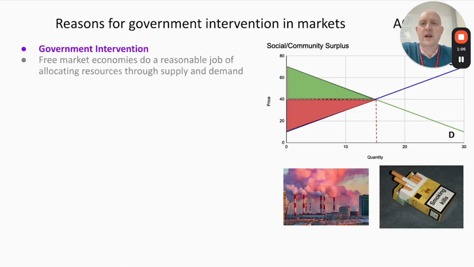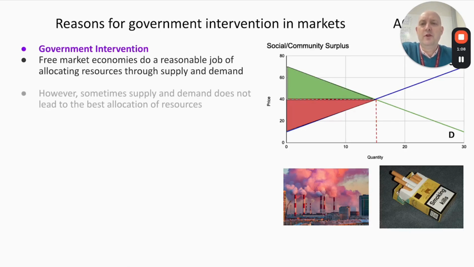So what is government intervention? Well, we've looked at the free market so far. We've looked at supply and demand, we've looked at the market equilibrium, we've done elasticities, and in general, free market economies do a reasonable job of allocating resources. So we saw that supply and demand determines how much producers produce, and therefore that decides how resources are allocated.